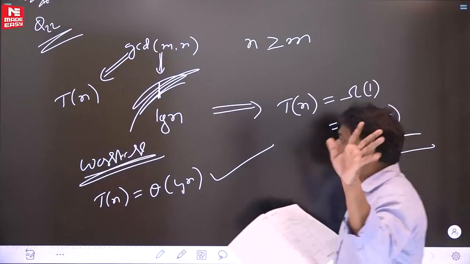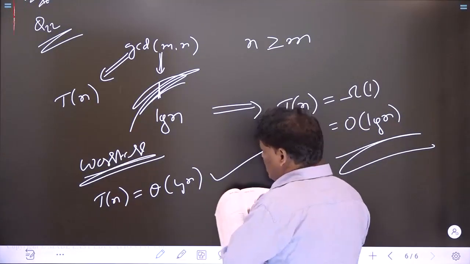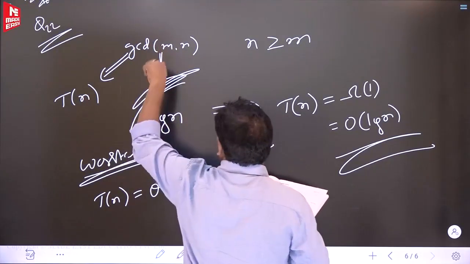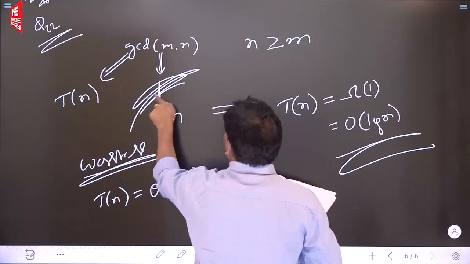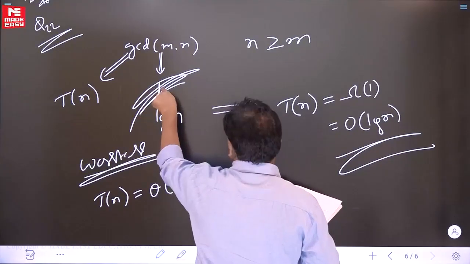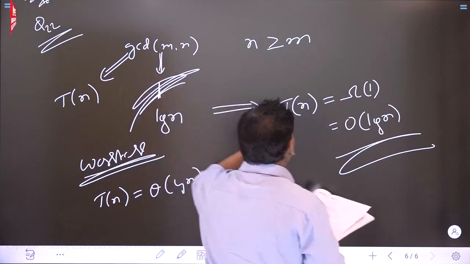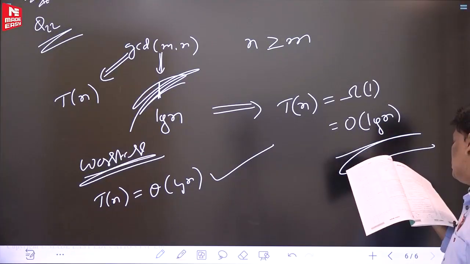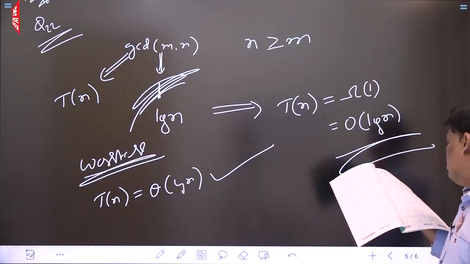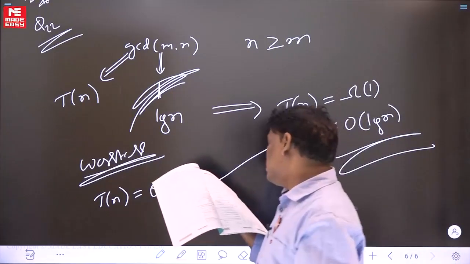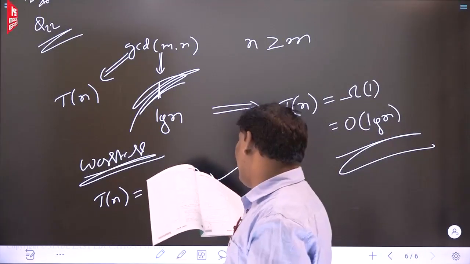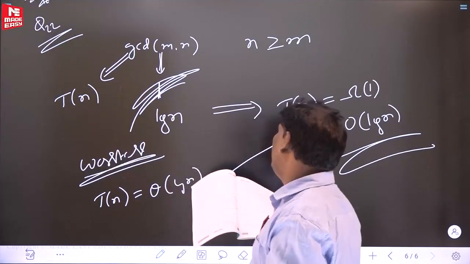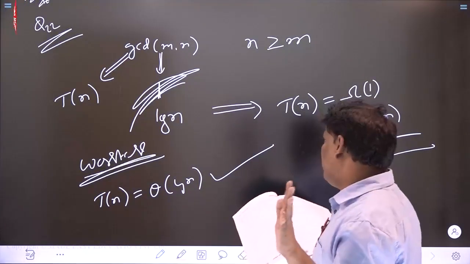Suppose the question is best case. Same problem, best case. What is the answer? T(n) is the number of GCD function calls in the best case, and T(n) has only one choice, that is 1. Now come to the options. Which option is right at that time? T(n) is 1. A: 1 is theta of log n, fail. B: 1 is omega of n, fail. C: 1 is theta of log n, fail. D: theta of 1 is theta of root n, fail. Then everyone fails.